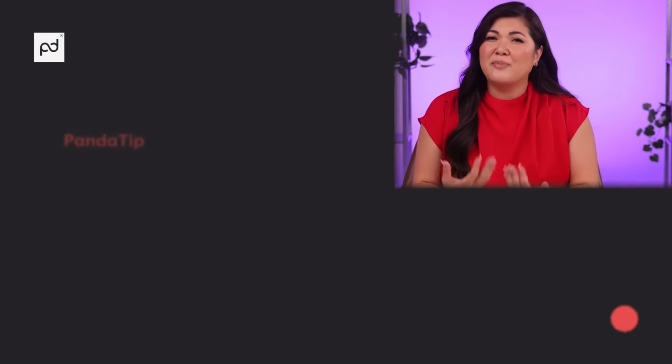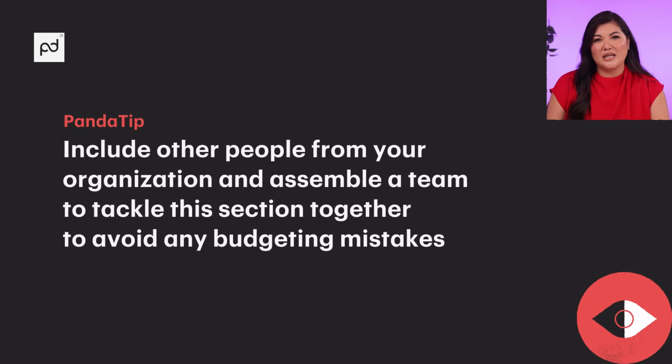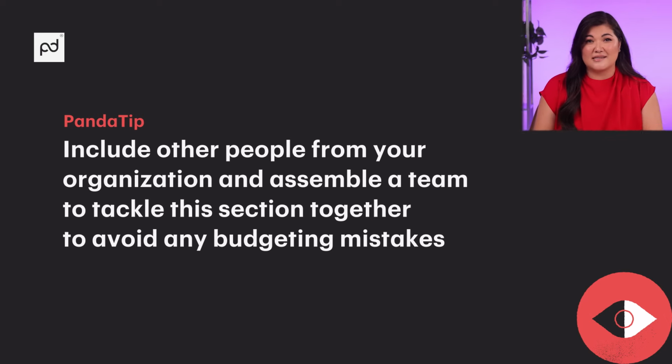Don't leave room for speculation. Everything needs to be outlined, and you need to show without a doubt that your program can run even after the initial resources are exhausted. Our Panda tip here is to include other people from your organization and assemble a team to tackle this section together to avoid any budgeting mistakes.